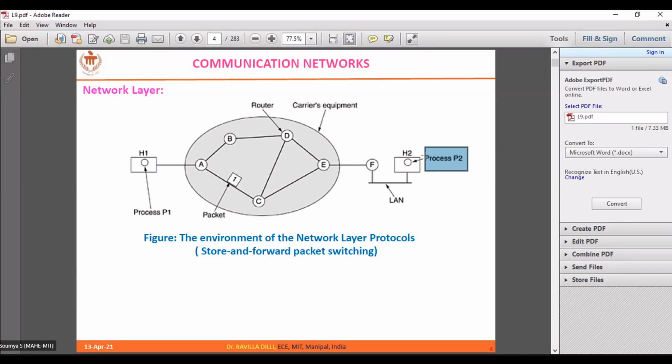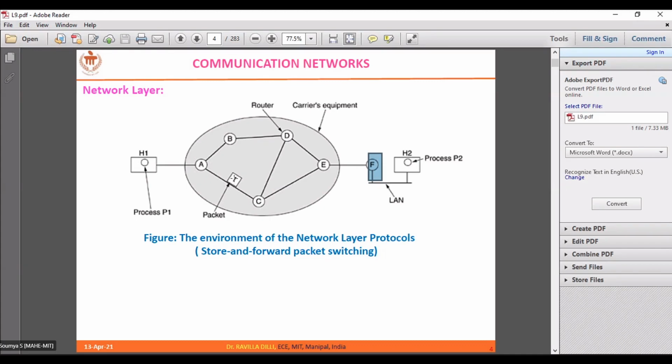Now you just look at host 2. It is connected from the node F using a LAN, right? So what is happening here? Well, there is a packet 1, which is being sent into the network. This is the entire equipment, carrier's equipment. Then this is known as a router. So there are so many equipments, or so many elements within the network.